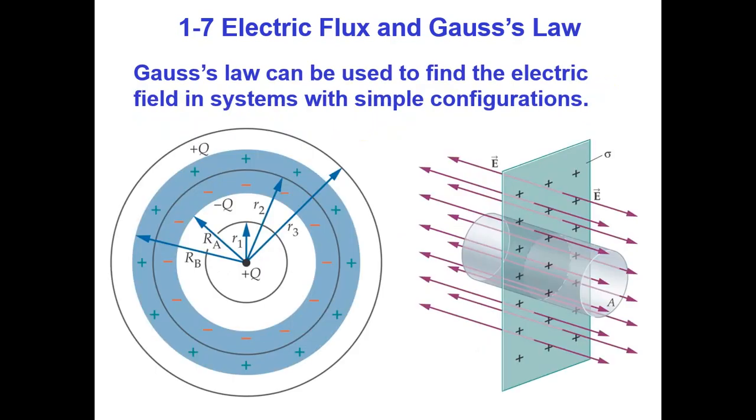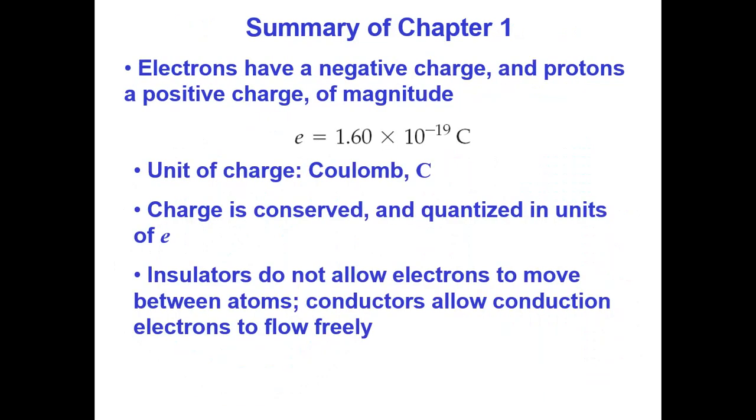So see here, electric flux and Gauss law. Gauss law can be used to find the electric field in systems with simple configurations. Okay, so now our lecture summary. Electron has a negative charge and proton has a positive charge, with magnitude 1.6 into 10 raised to minus 19. Charge is conserved and quantized in units of e.